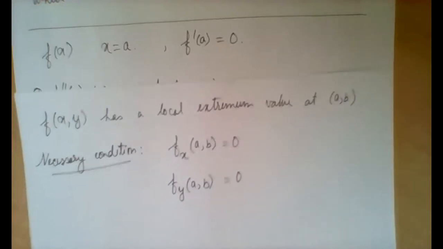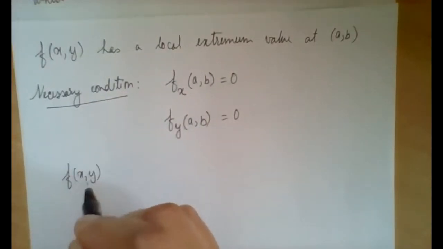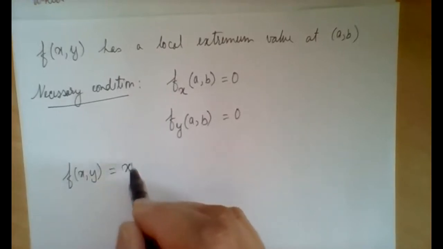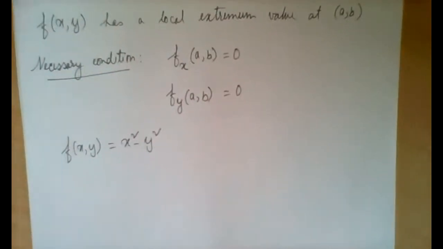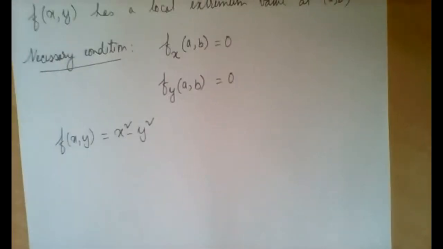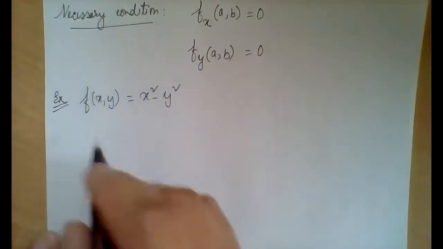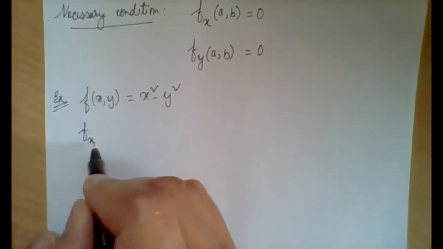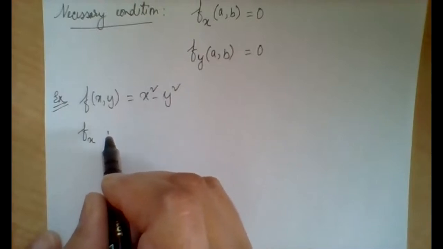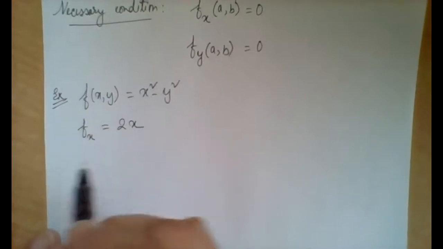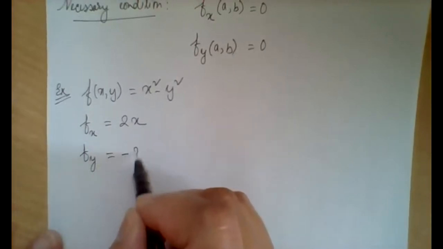So let us consider the function f of x comma y equal to x square minus y square. So this is the function, our example. What is the partial derivative with respect to x of this given function? The partial derivative with respect to x is equal to twice x. And what is the partial derivative with respect to y? The partial derivative with respect to y is minus twice y.